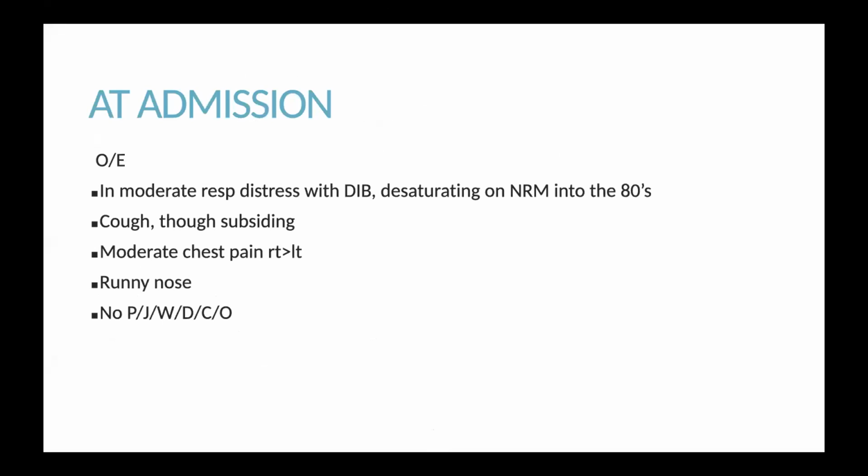Next. On admission, on examination, she was in moderate respiratory distress with difficulty in breathing and was desaturating on the NRM that we had put her on, all the way into the 80s. Her SATs were in the 80s. She had a cough that was on and off, though it was subsiding from what she was saying. Had some moderate chest pain, more towards the right than left, and had a runny nose. No pallor, no jaundice, wasting or cyanosis was noted.